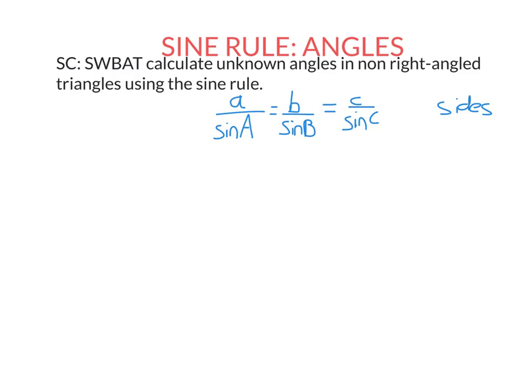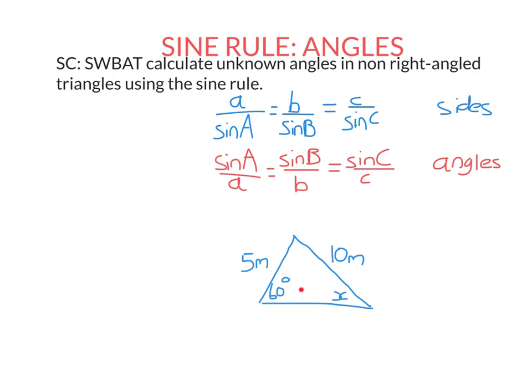Now when we're finding unknown angles, people generally find it easier if we actually flip these fractions. So if you just remember this formula for sides, just remember to flip the fractions for angles. So we're using this formula here. People just find it's easier to solve using this formula. So let's look at an example where we're finding an unknown angle in a non-right angled triangle.